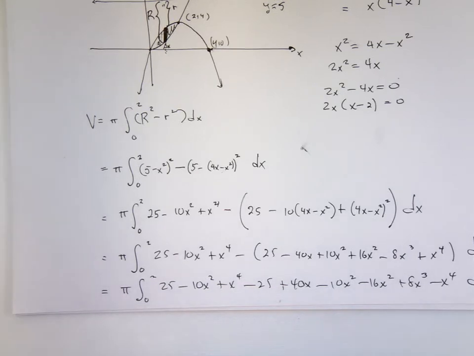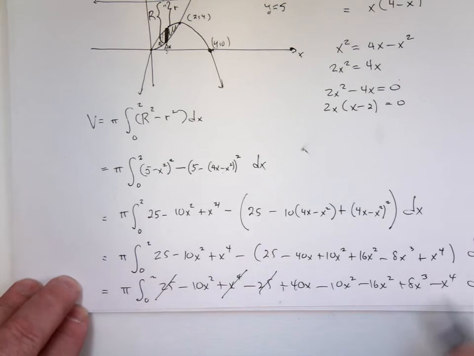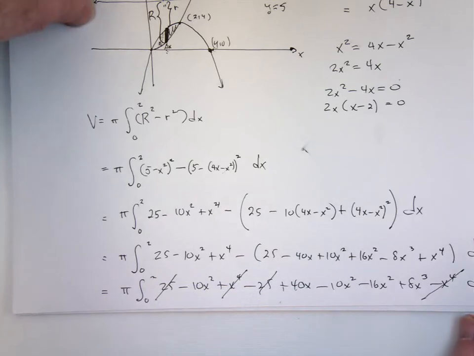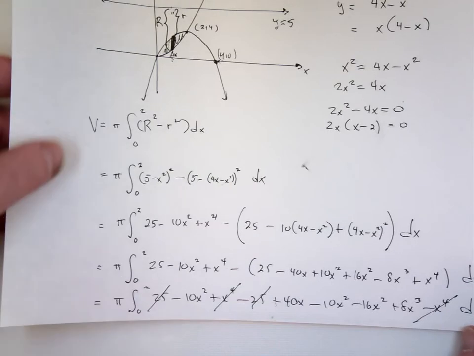But there is some light here. The 25's cancel, the x to the fourth cancel. So let's see. Everybody okay so far? Okay.